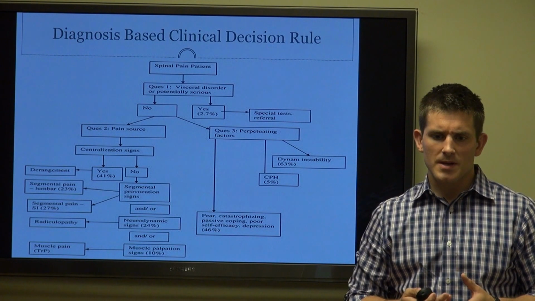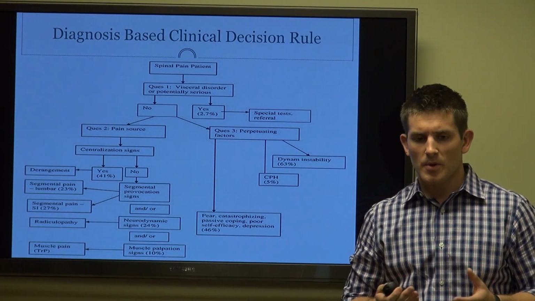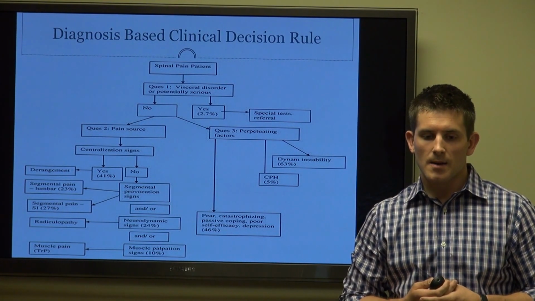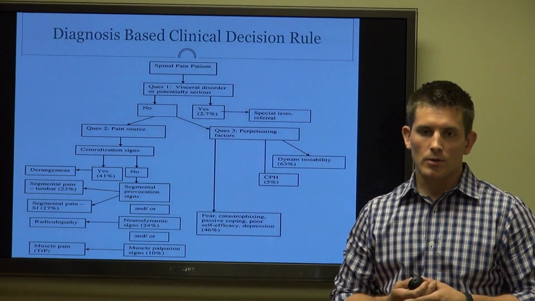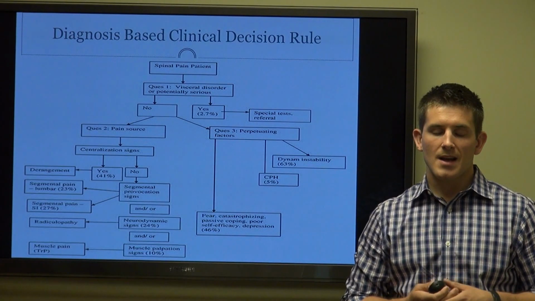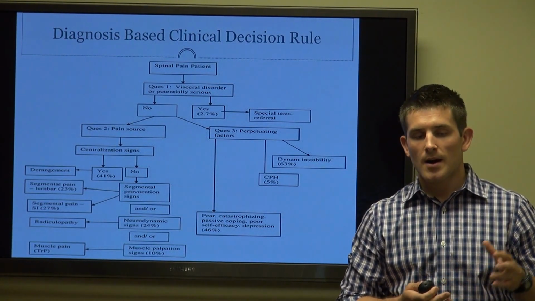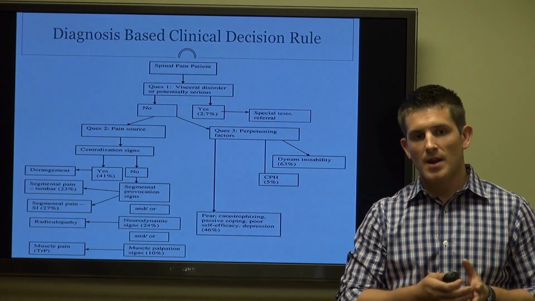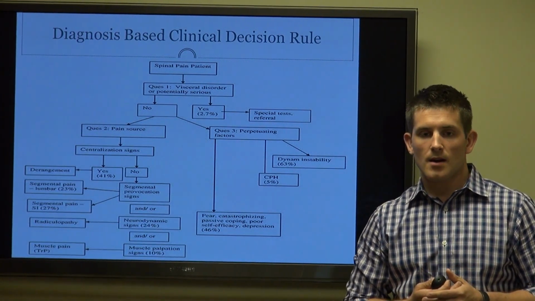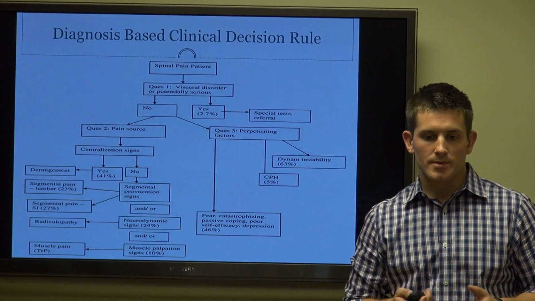So with the diagnosis-based clinical decision rule, you come up with very simple algorithms. I won't bother to go through the algorithm, but essentially we're going to look to rule out the red flags first, identify the pain generator, number one being the disc and nerve root, and then after that look towards the facets, the SI joint, and possibly muscles as well.